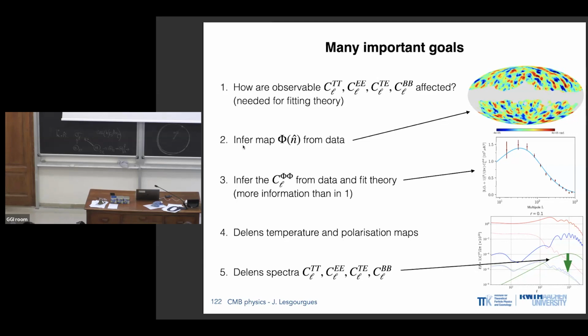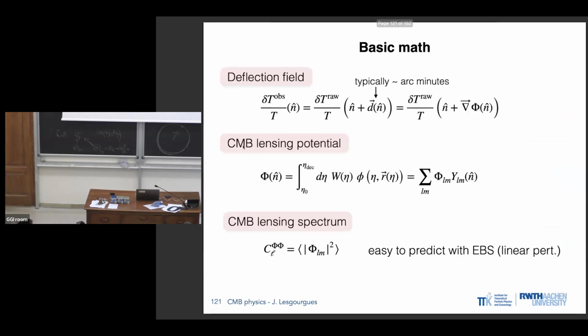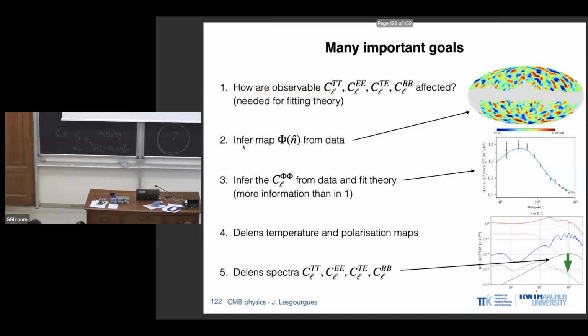But if you have your map, then you can predict what was the deflection field in each individual direction. And knowing this, you can do an inverse transformation and try to understand what was your unlensed map. And this is called delensing. You can clean the observed temperature and polarization maps from lensing deflection and reconstruct what the map would be originally. And then you can compute the spectrum of the maps. That would be the spectrum that you would get without lensing. Of course, you can do this only up to some error.